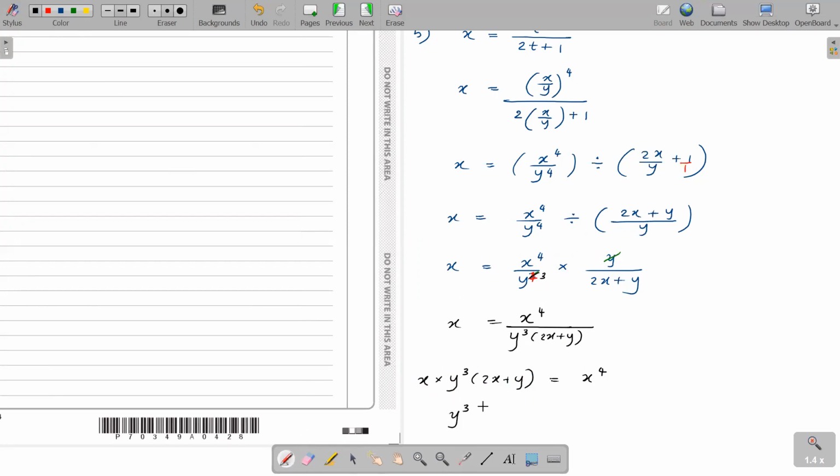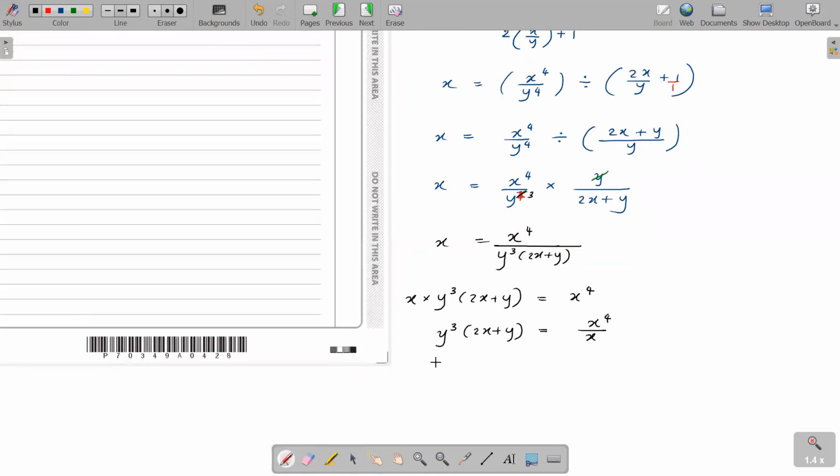So y cube times 2x plus y. I'll keep here the x multiplication. I'll take it to the other side as a division because I want to get rid of x here. Okay, so I get here y cube into 2x is 2x y cube. Y cube into y is y to the power 4. Is that okay? Equal x to the power 4 divided by x is x to the power 3.